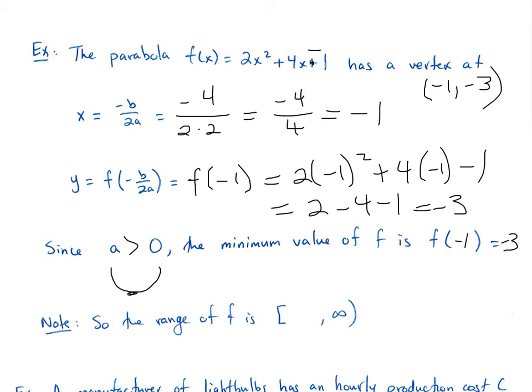And if you think of the graph here, the range is going to start at the smallest value of y, this negative 3 value, and go up because our parabola opens up.